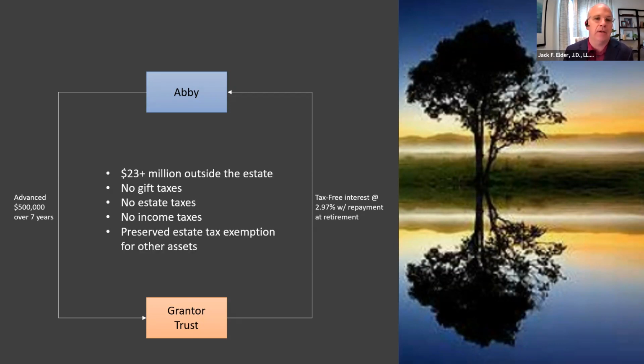Well, she's got $23 million outside the estate at her life expectancy. She paid no gift taxes. As long as she survives until she retires, she'll pay no estate taxes. There are no income taxes because this is a grantor trust. And from the Internal Revenue Code perspective, from an income tax perspective, nothing has occurred because this is an intentionally defective trust. But for estate tax purposes, something big has happened. We got that $23 million outside the estate, and we preserved her estate tax exemption, gifting ability for other assets.